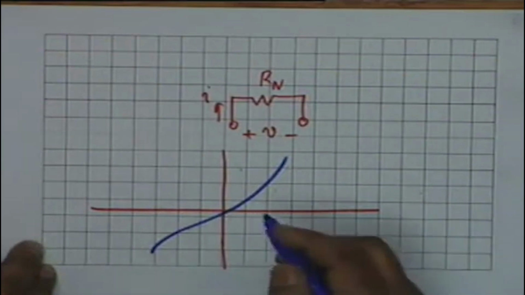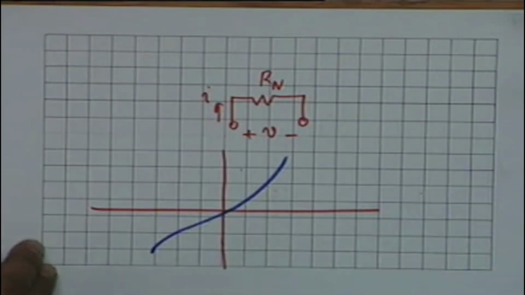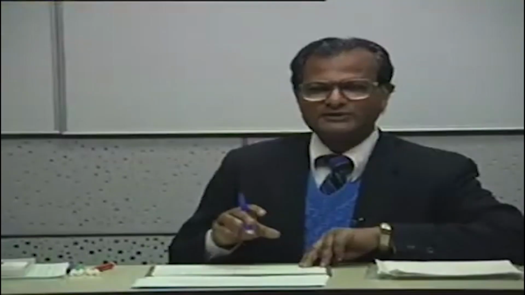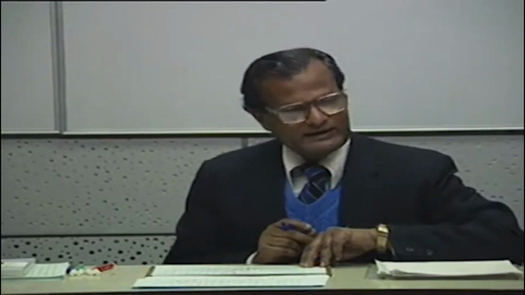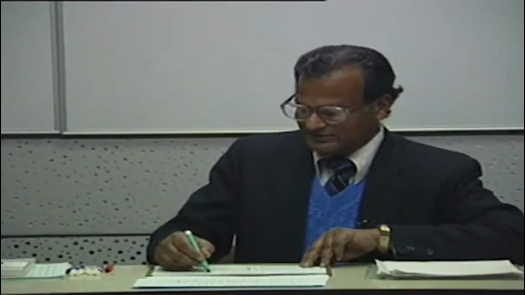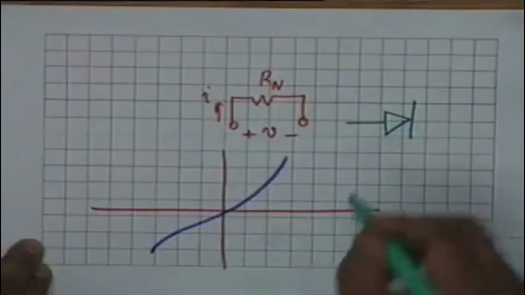Such a characteristic is that of an incandescent lamp. If you take an ordinary bulb, a 60-watt bulb, and gradually increase the voltage, measure the current, you will get a characteristic like this. An incandescent lamp is a simple example of a nonlinear resistor where V equal to Ri is not valid. Another common example is that of a diode, whose symbol is this.